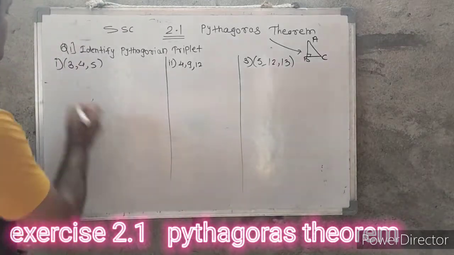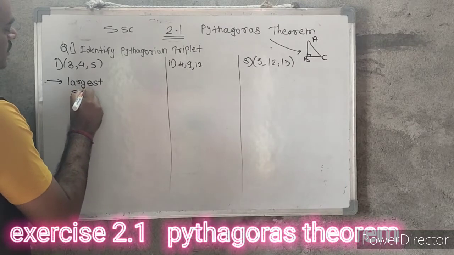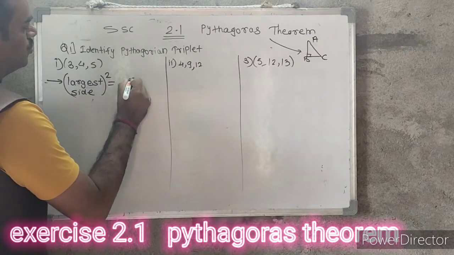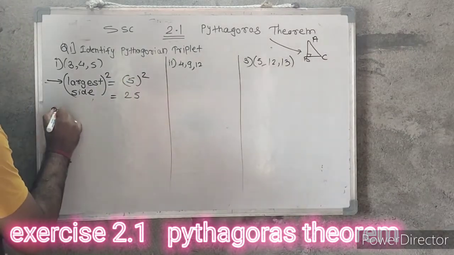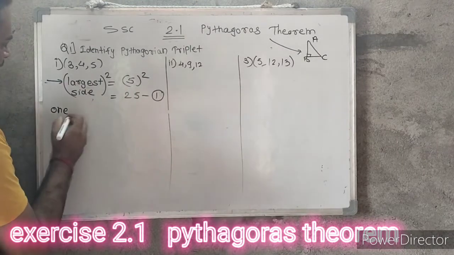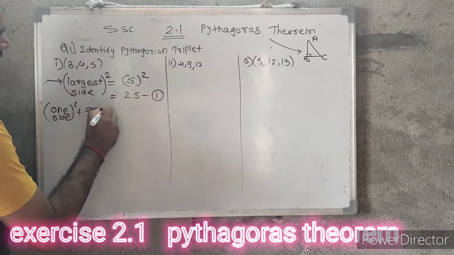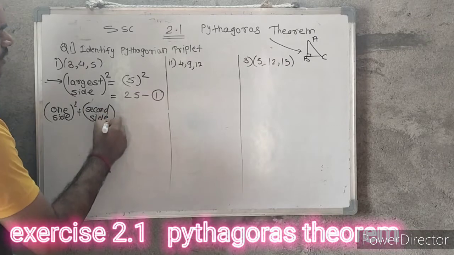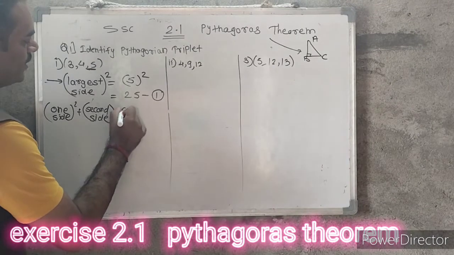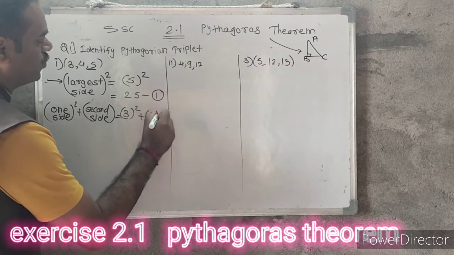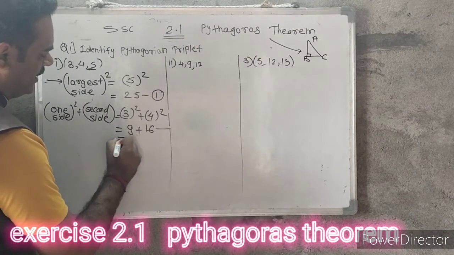How to check? Largest side square is equal to 5 square, that is 25. This is equation number 1. Now the remaining sides: the biggest side you have to take compulsorily on one side, and the remaining both sides squared, that is 3 square plus 4 square. 3 square is 9, 4 square is 16, that is nothing but 25.